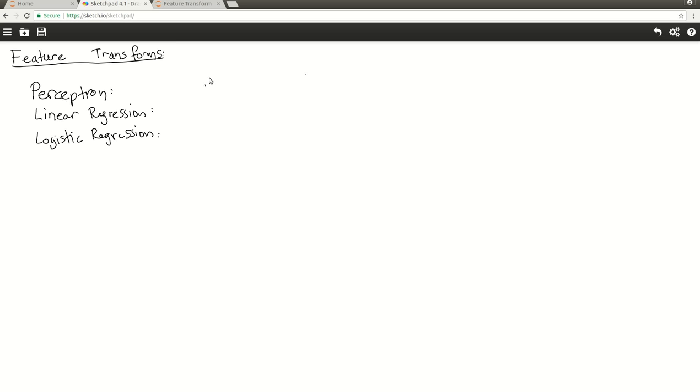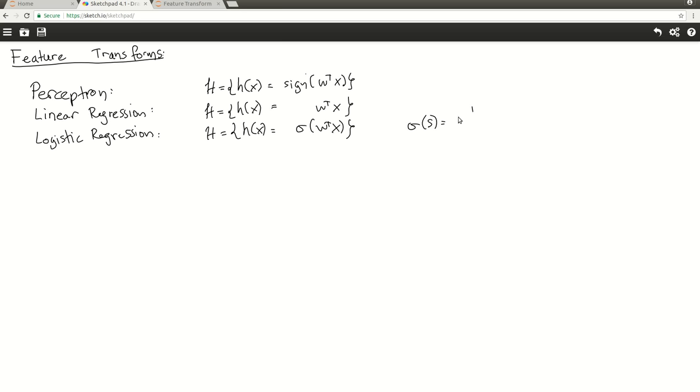The hypothesis set of the perceptron was hypothesis H of the form sign of W transpose X. In linear regression, the hypothesis set was H of X, where H of X was just W transpose X. For logistic regression, H of X was equal to sigma, the sigma function of W transpose X, where sigma of s is the sigmoid function, which is 1 over 1 plus e to the minus s.